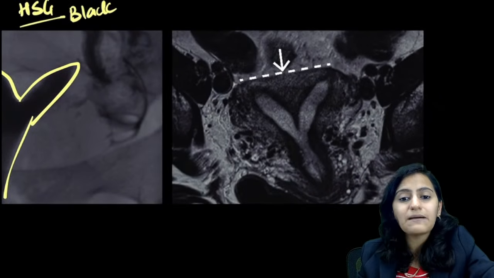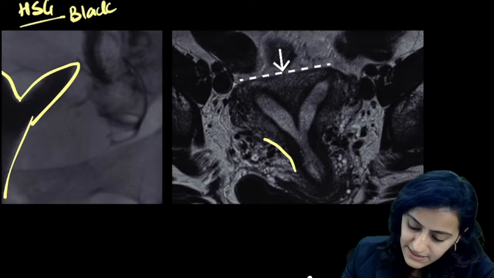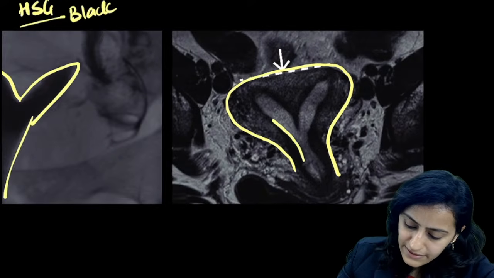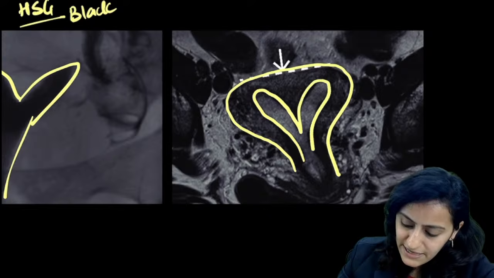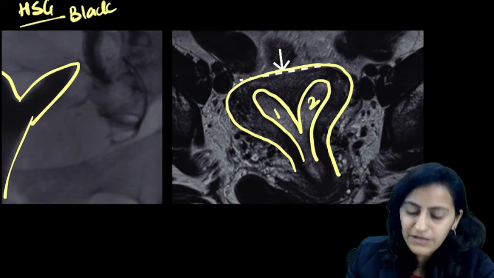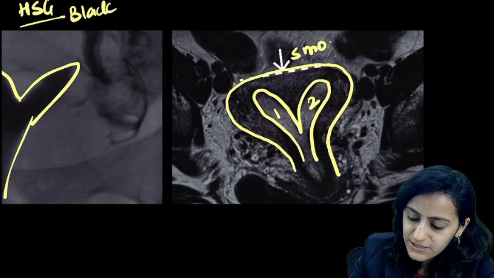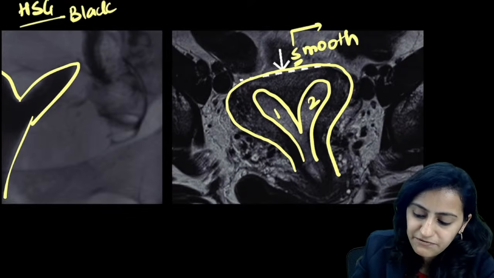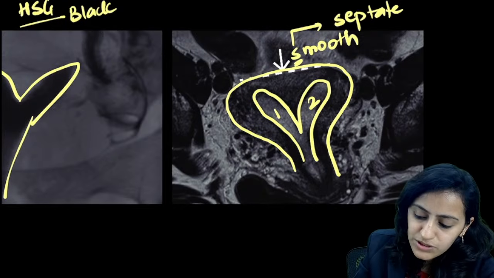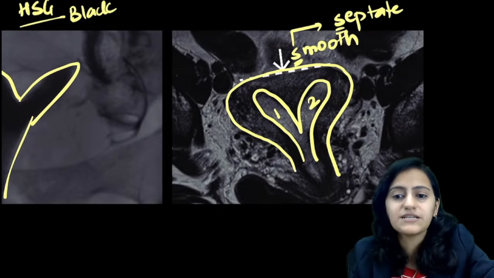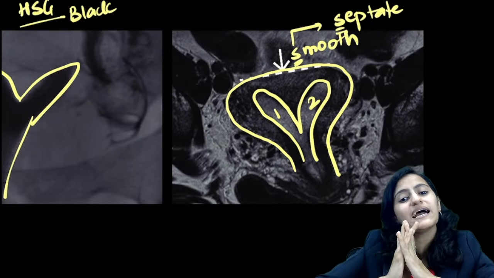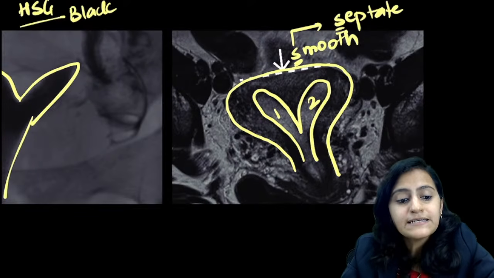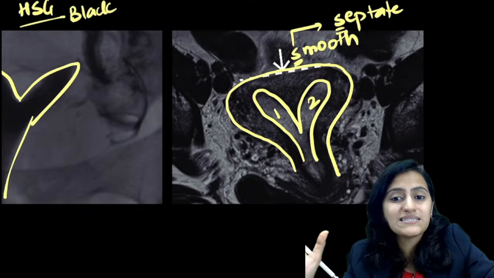But look at the MRI image here. What are we seeing in the MRI? Look at the outer surface of the uterus and look at the endometrial cavities that we have. So there are two endometrial cavities, but the outer surface is smooth. So remember that smooth outer surface, S for S, smooth uterus is a septate uterus. That tells you that the fusion has occurred. If it's a smooth surface, that means the fusion has occurred, right? So remember that when it is smooth, it is septate.